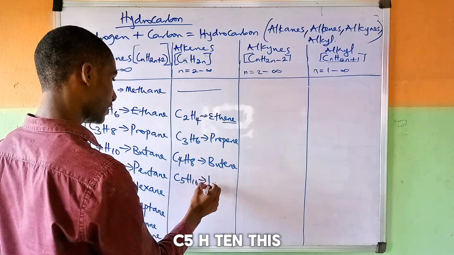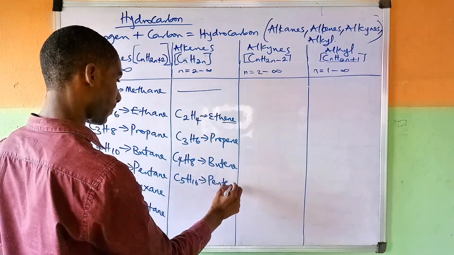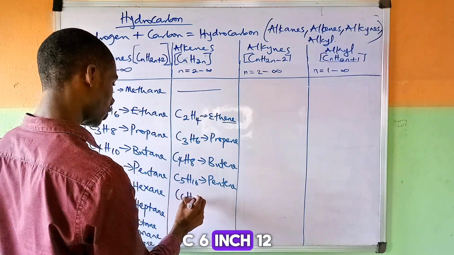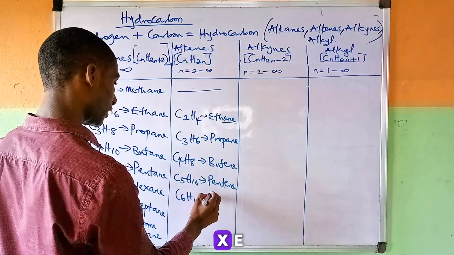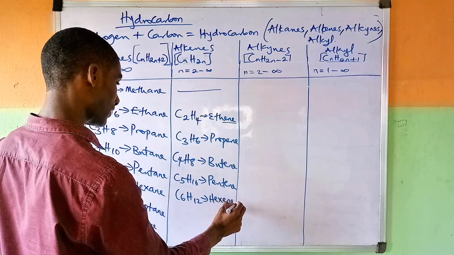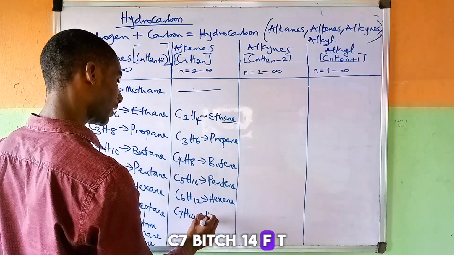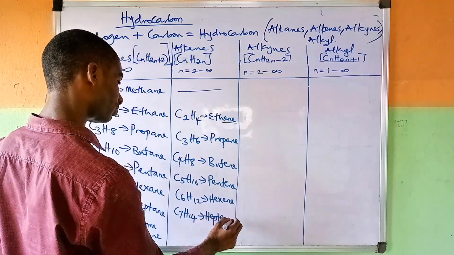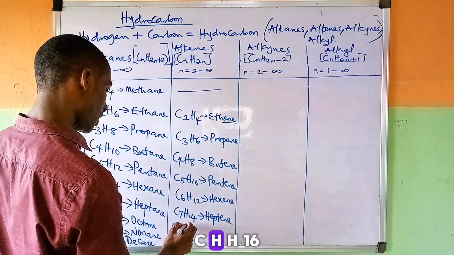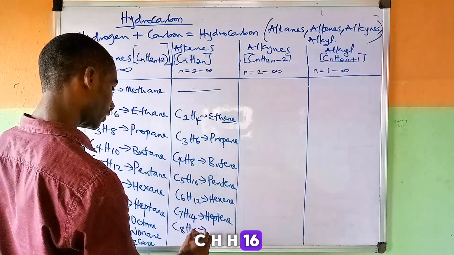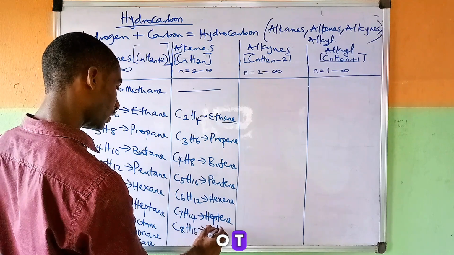C5H10, this is pentene. C6H12, hexene. C7H14, heptene. C8H16, octene.